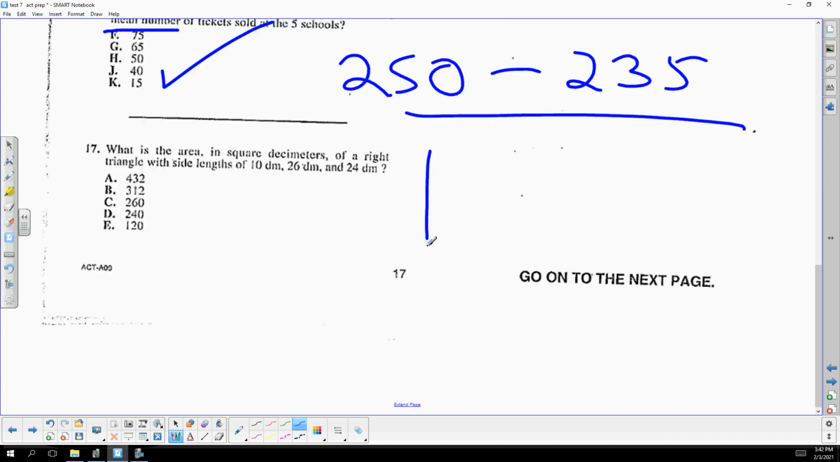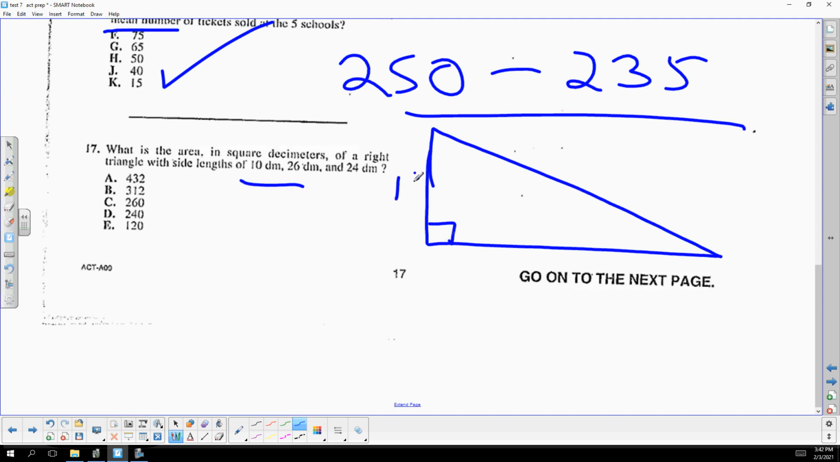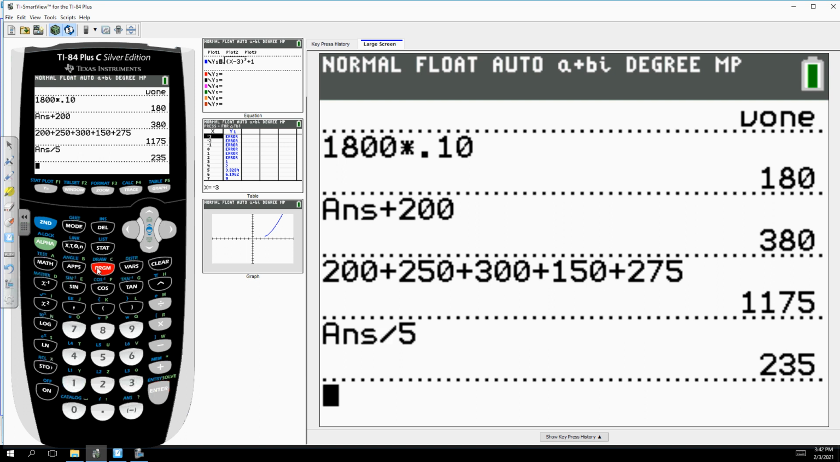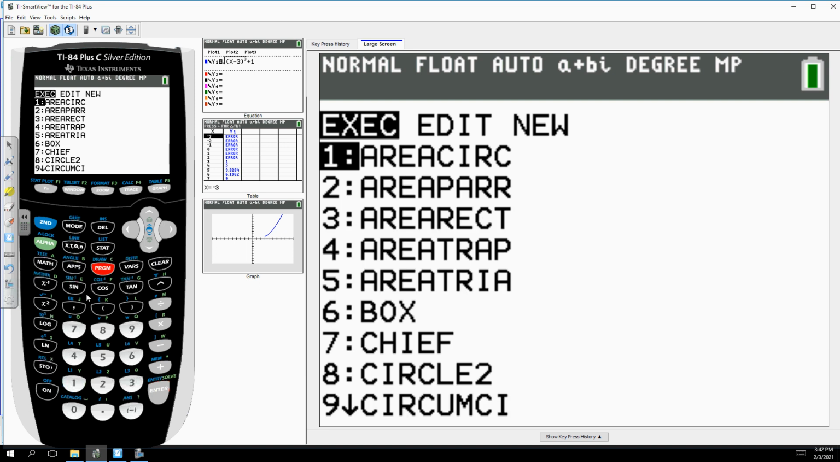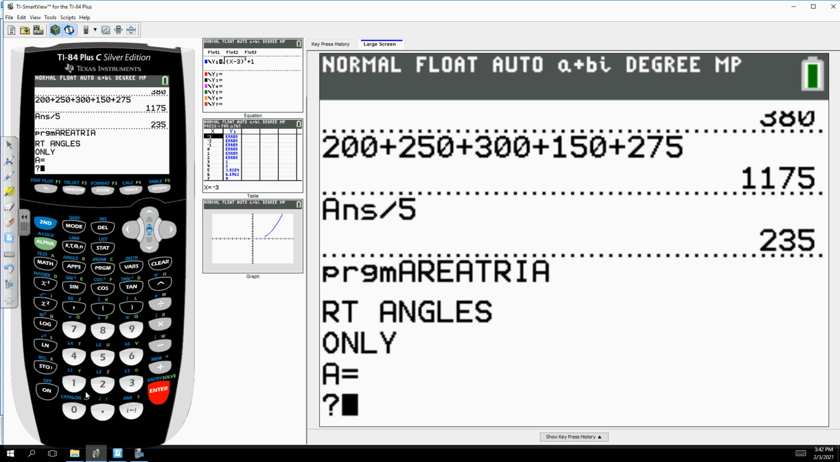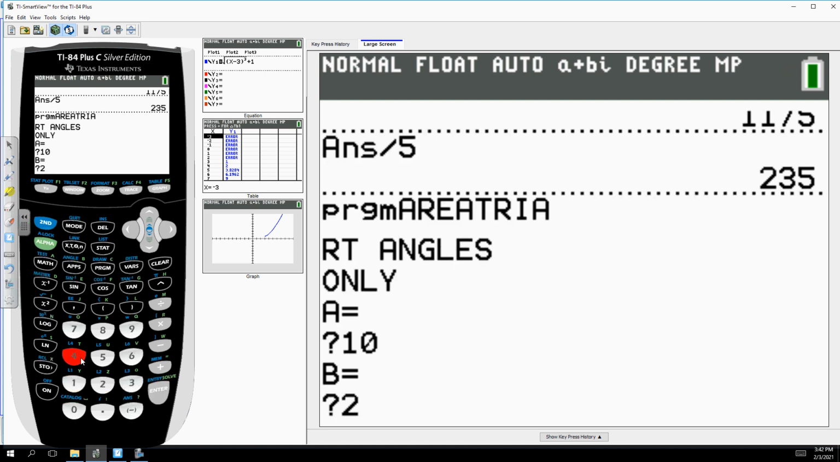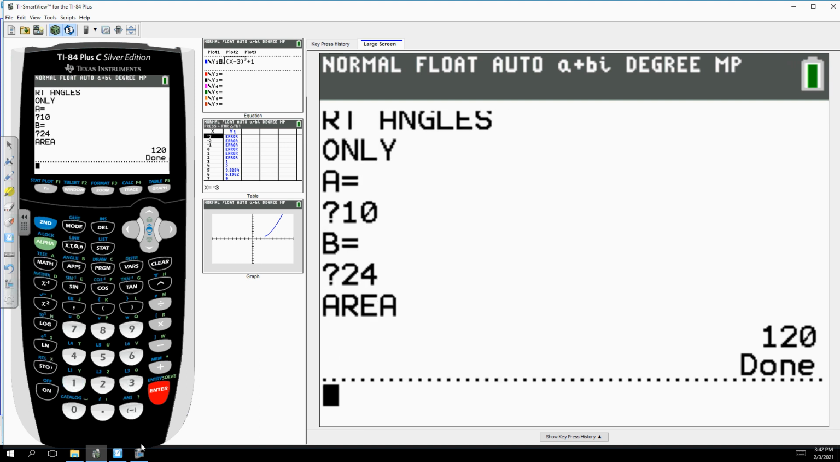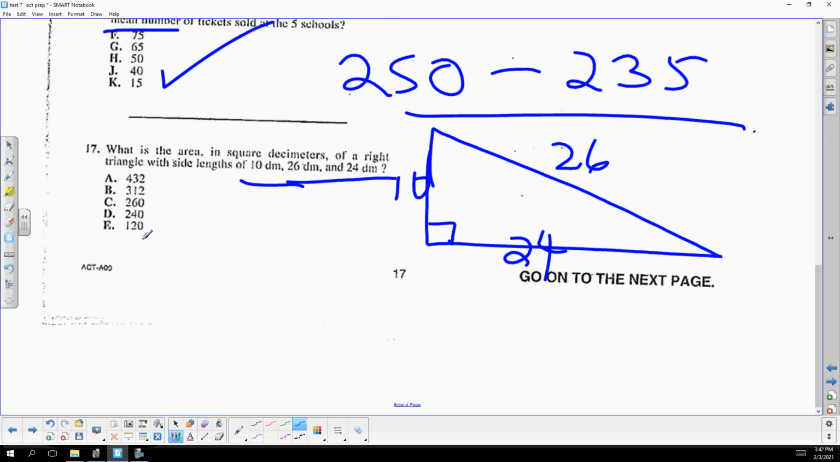17 is a program. It's a right triangle. The sides are 10. Now, which one is which? The hypotenuse has to be the biggest. So this is area of a triangle. It's an early program, number 5. And all you have to do is hit the altitude 10 and the base 24. Don't you dare hit 26. The area is 120, choice E.